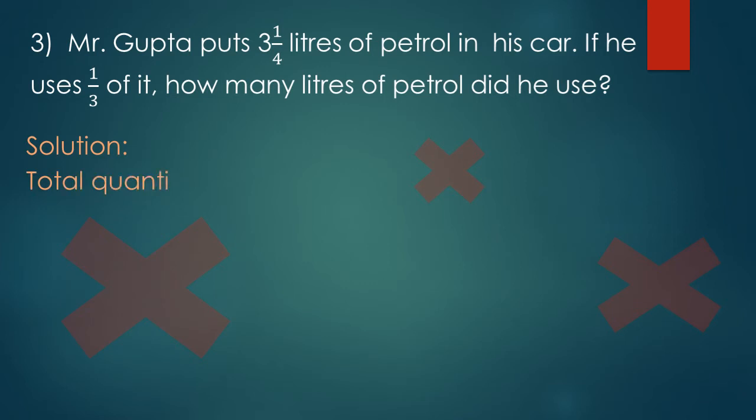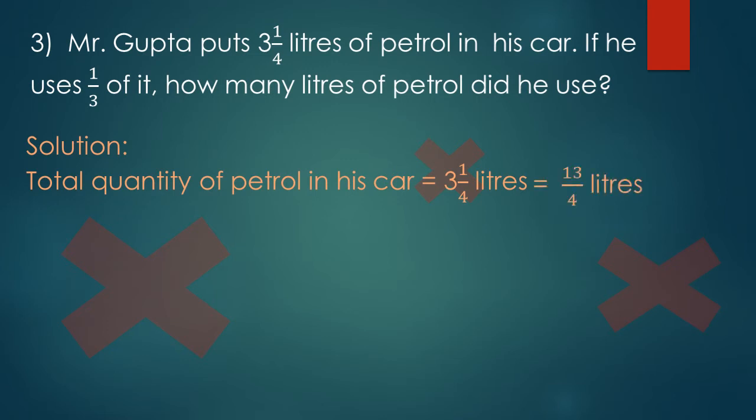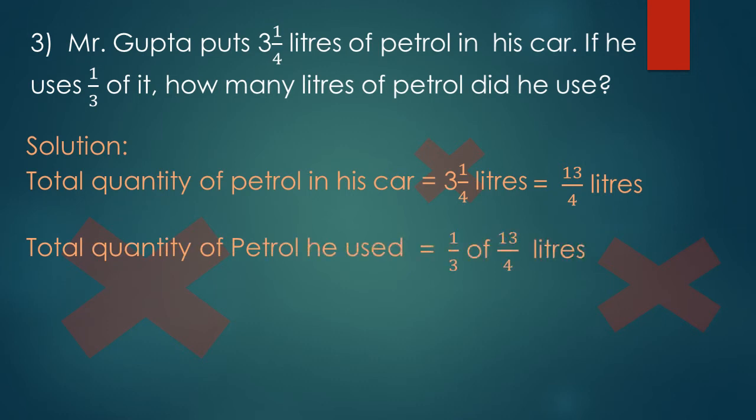So the first statement is total quantity of petrol in his car is equal to 3 1 upon 4 liters, and 3 1 upon 4 is a mixed number. So first we convert it into an improper fraction. 4 3s are 12 and 12 plus 1, 13. So the fraction is 13 upon 4 liters. And the second statement is total quantity of petrol he used is equal to 1 upon 3 of 13 upon 4 liters. And "of" means multiplication. So the next step is 1 upon 3 multiplied by 13 upon 4.